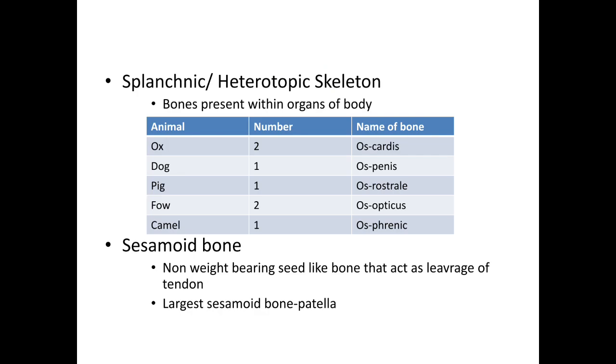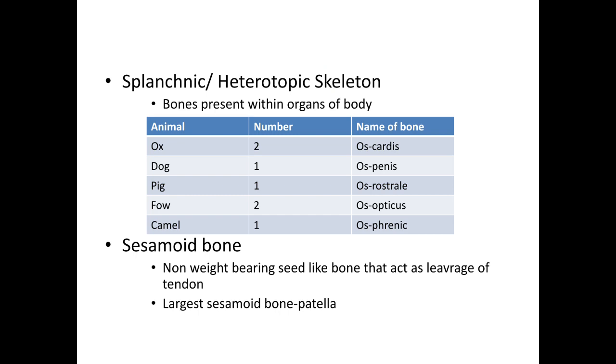There are some splanchnic and heterotopic skeletons present in certain animals. This skeleton consists of the bones that are present within the organs of the body. For example, that include the os cordis, that are the bone present in the heart of ox, two in number, and os penis present in the penis of dog, os rostrale present in the pig, os opticus present in the foal, and os phrenic present in the camel.